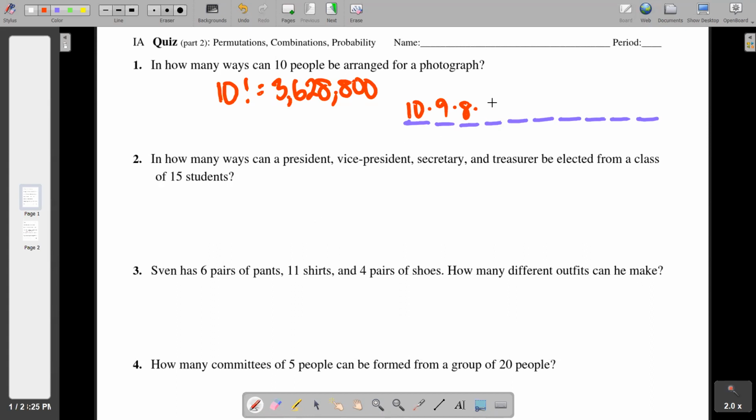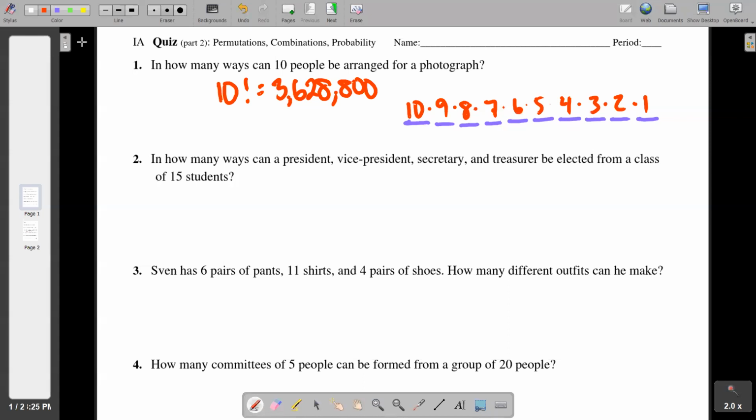So it goes from 10, 9, 8, and it goes all the way down 7, 6, 5, 4, until you're the last person who's like, well, I guess I'm the last person. I guess I'll sit on the right, and there's only 1 to choose from. That's why it's 10 factorial. Simple. Any questions on that?